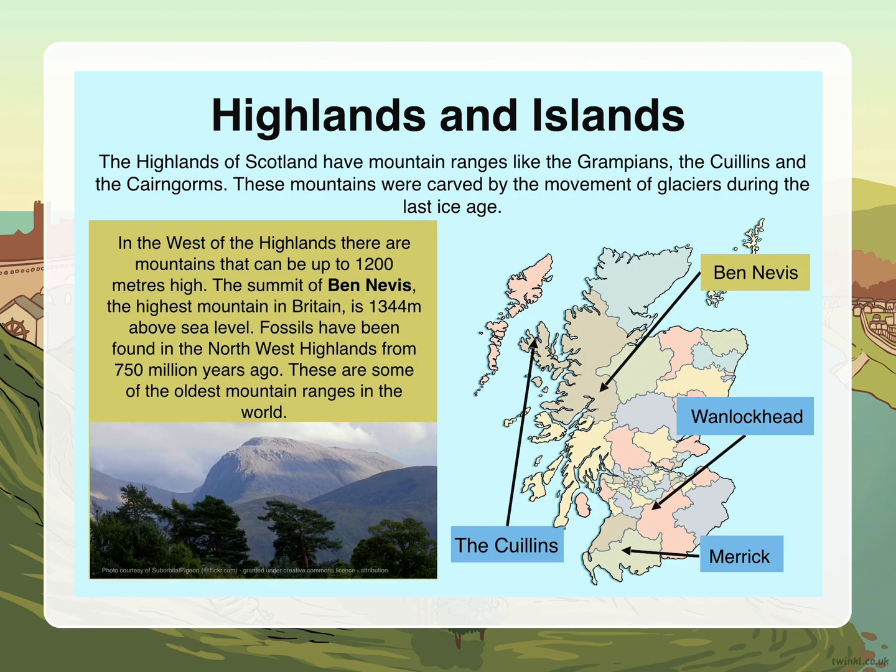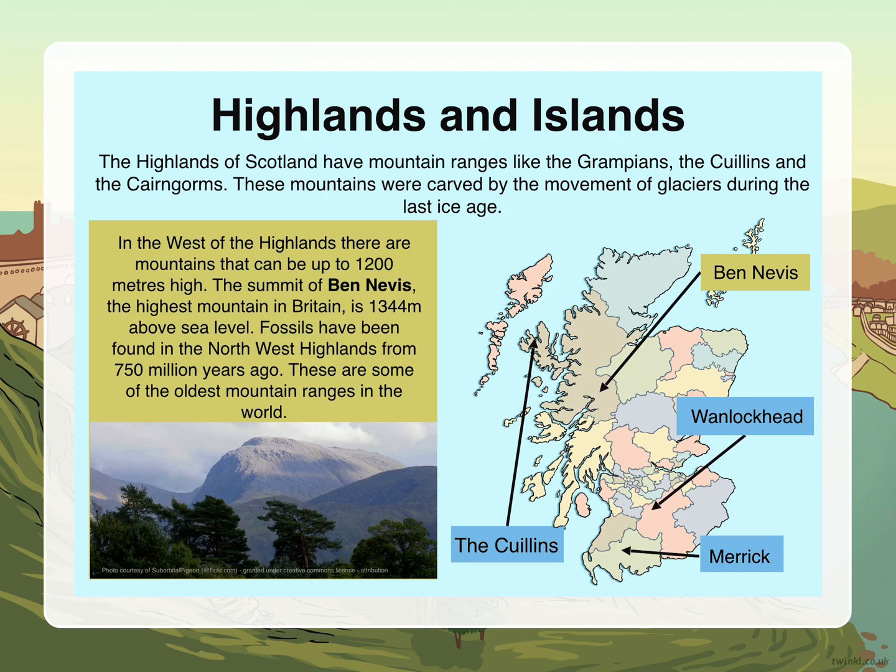So let's look at the Highlands and Islands. The Highlands of Scotland have mountain ranges like the Grampians, the Cuillins and the Cairngorms. These mountains were carved by the movement of glaciers during the last ice age. Now, we're going to learn a little bit about that later, boys and girls. We're going to do a research project on how our landscape was formed. And that's the tool that we're going to use for that.